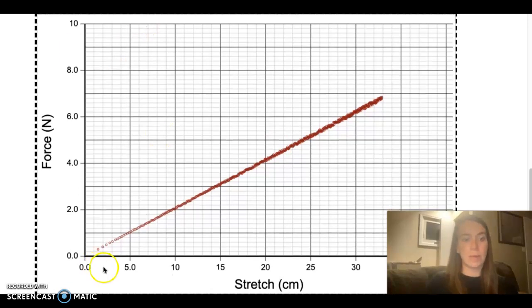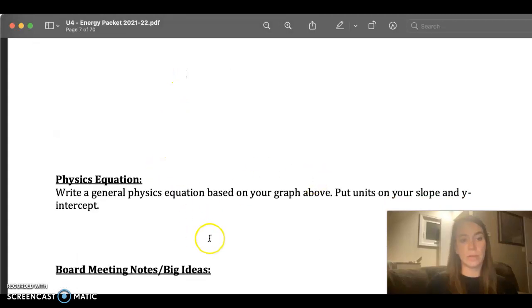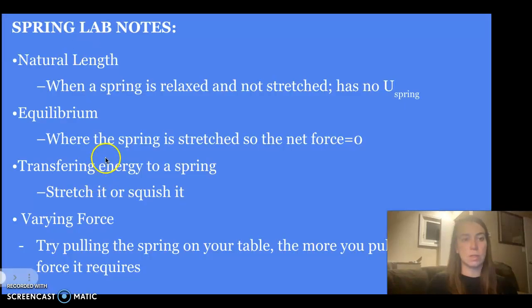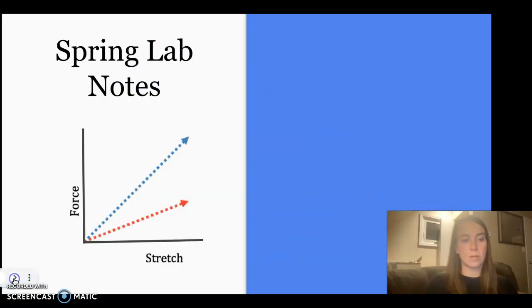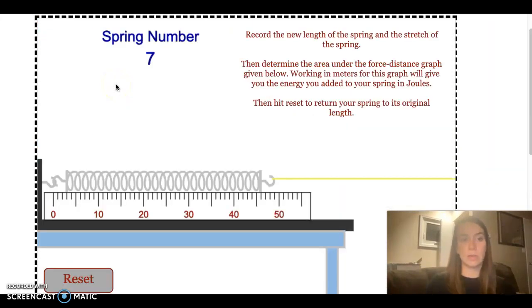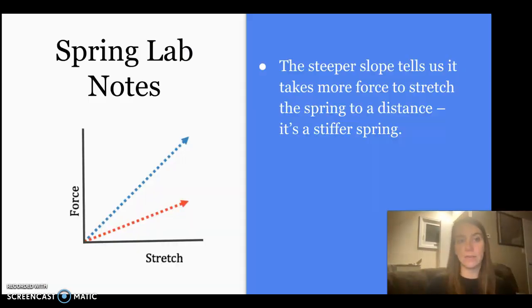So going back to page 7, hopefully you have a graph. Don't worry too much about a physics equation. The rest of this I want you to write down under board meeting and notes. So here you go. We got force versus stretch. It is a linear relationship. The steeper the slope tells us it takes more force to stretch the spring to that distance. It's a stiffer spring. So that's what I was alluding to when you reset this and click these different numbers, the coils are getting tighter. It's a stiffer spring.